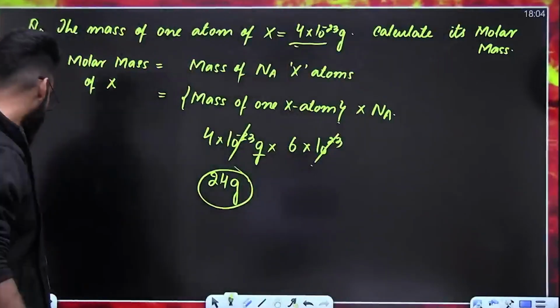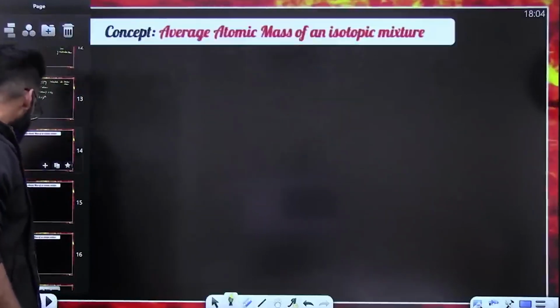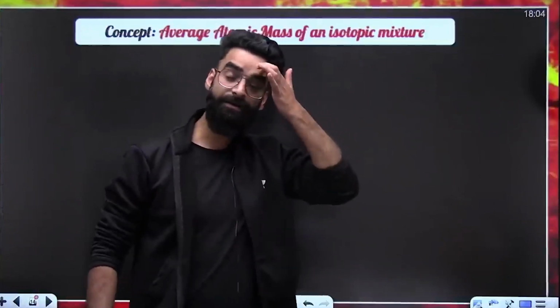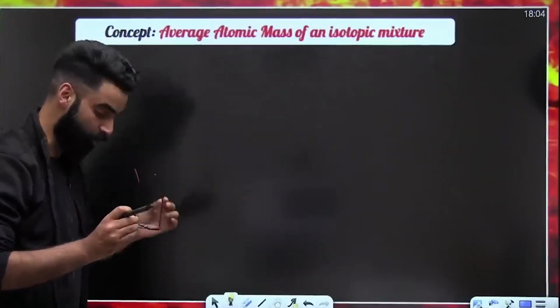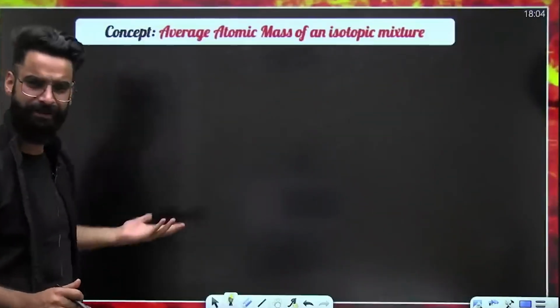All right, people. Wonderful. So I hope all these three terminologies which I told you till now are clear. Now let's have a look at one more important topic, that is average atomic mass of an isotopic mixture. This is again one important topic from which questions come.